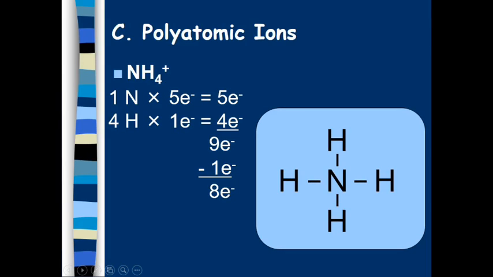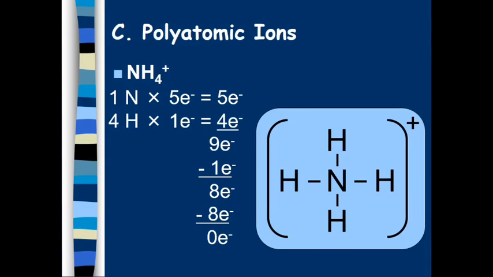Form the bonds. That used up all 8 electrons because hydrogen is an exception to the octet rule. It has 1 and can pair up with 1 more for a total of 2. Put your brackets around it and label the charge that was given. So NH4+, the plus goes on the outside.